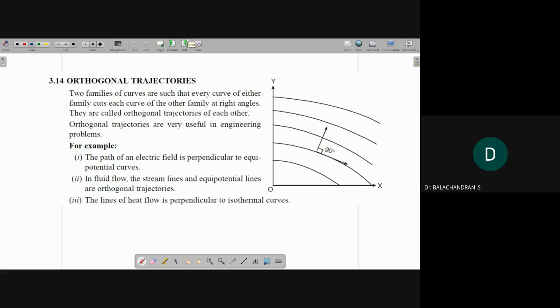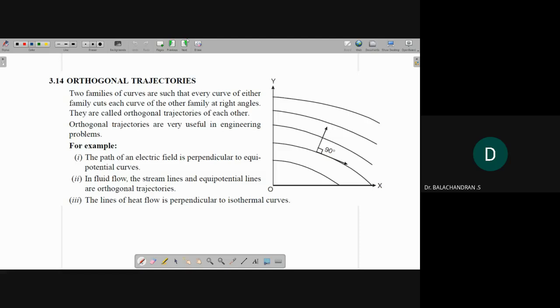The next section is orthogonal trajectories. After orthogonal trajectories, application of differential equation. So there are 4 applications, I think. So nearly we are ending the second unit.